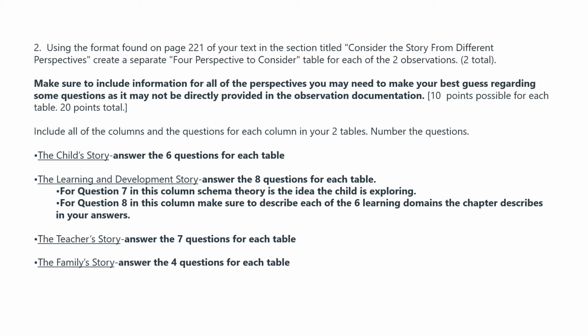You may need to make your best guess regarding some questions, as it may not be directly provided in the observation documentation. So for some of the questions, it might not directly say information from that perspective, but you can make your best guess in regards to that. And there's 10 points possible for each table, 20 points total. So if you don't fill anything in for that perspective, you won't be able to get points for it.